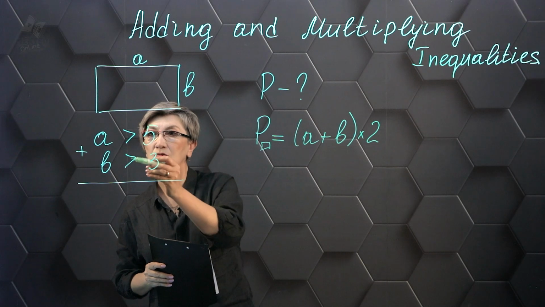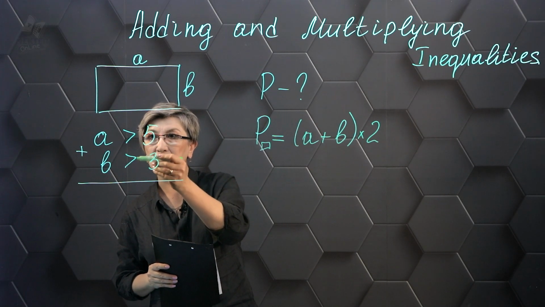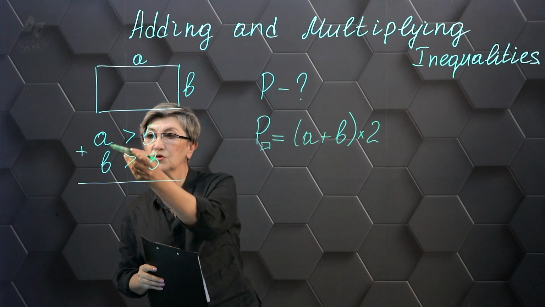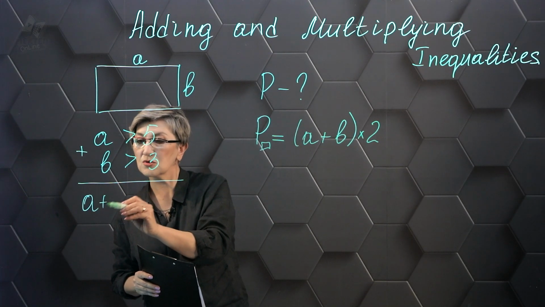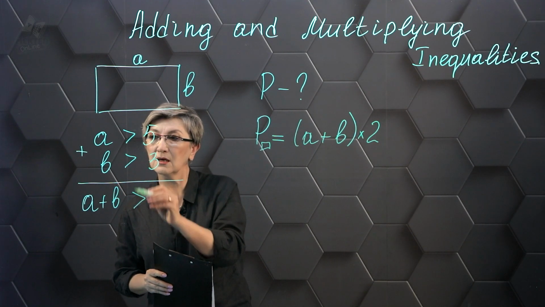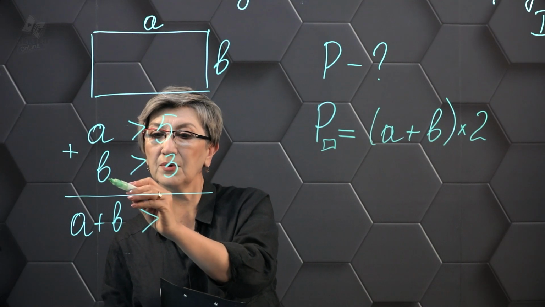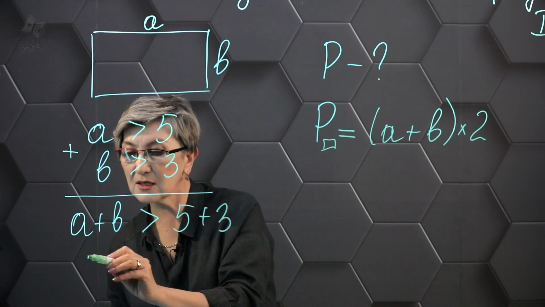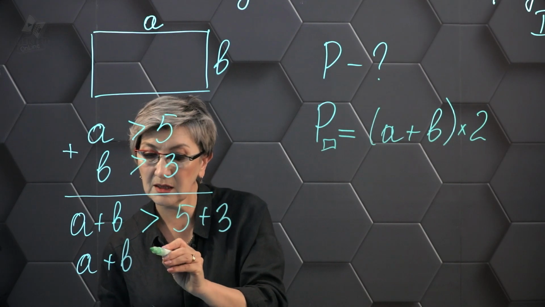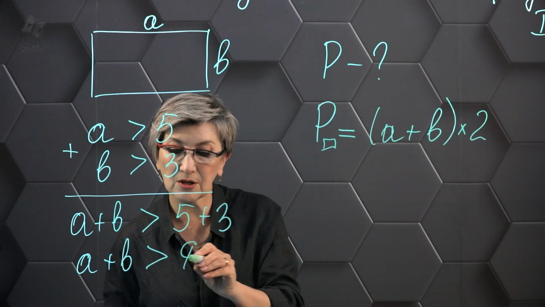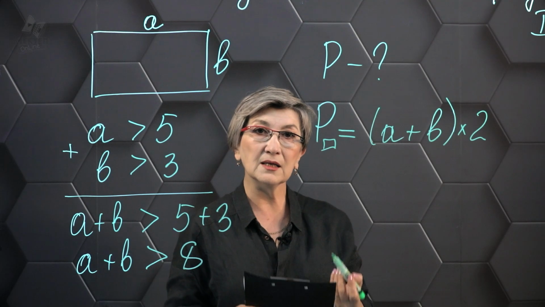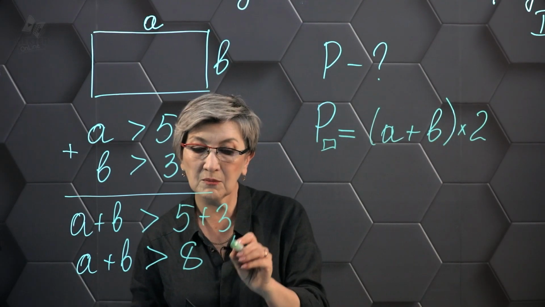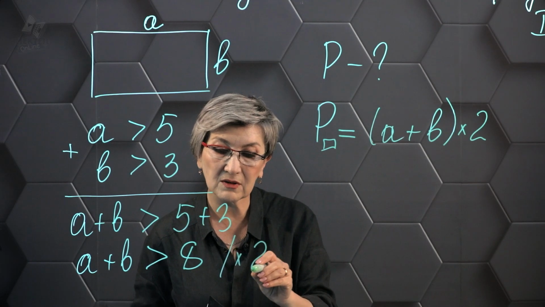Let's pay attention to the fact that both signs are greater than. So, in this case, we can find the sum of length and width. We will add A and B, then add 3 to 5. Then the sum of length and width must be greater than 8. But this is not yet the perimeter. To find the perimeter, we should double this inequality.